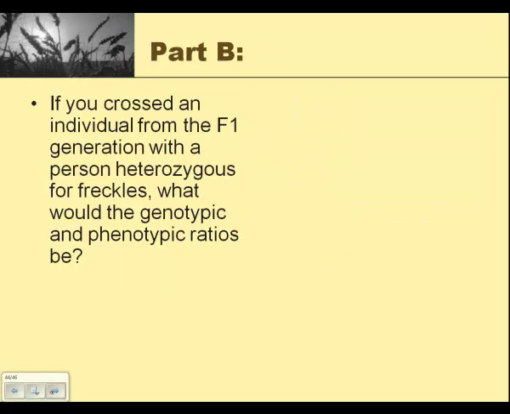Now, part B, if you crossed an individual from the F1 generation, F1 is what you solved for in the previous question, so we know that that was a big N and a little n, with a person who is heterozygous for freckles, which in this case refers to big N, little n, so essentially we're crossing the F1 generation together. What would the genotypic and phenotypic ratios be?